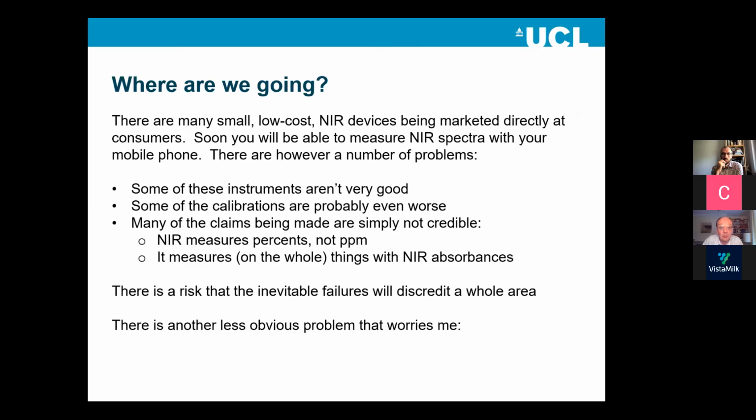So where are we going? As I said, the main trend, the main exciting developments, are small low-cost NIR devices, and they're being marketed directly at consumers. We're not far off the sort of internet stuff around people launching things that don't yet exist. Soon you'll be able to measure an IR spectrum with your mobile phone. And it won't be all that long before you'll be able to do hyperspectral imaging on your mobile phone. And that's going to lead to, well, there are already a number of problems.